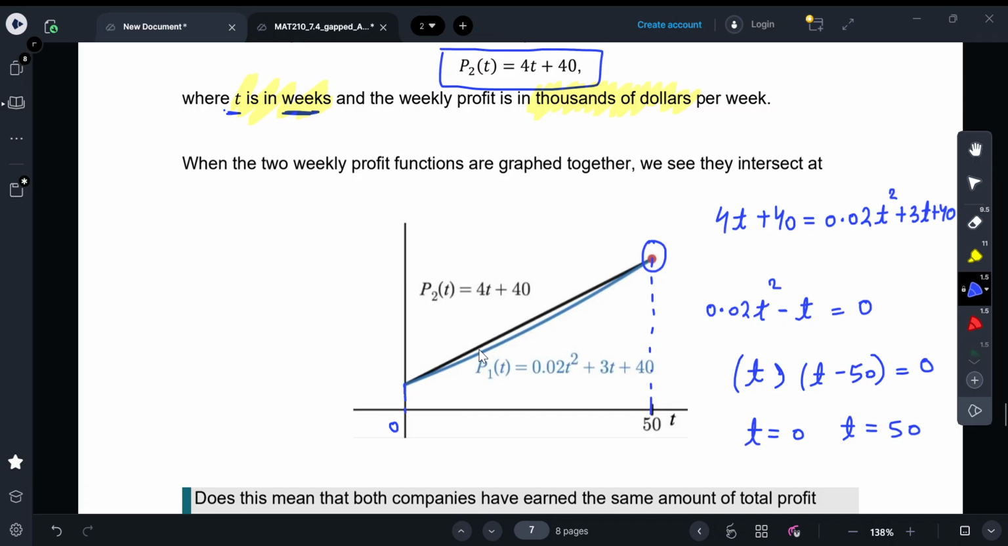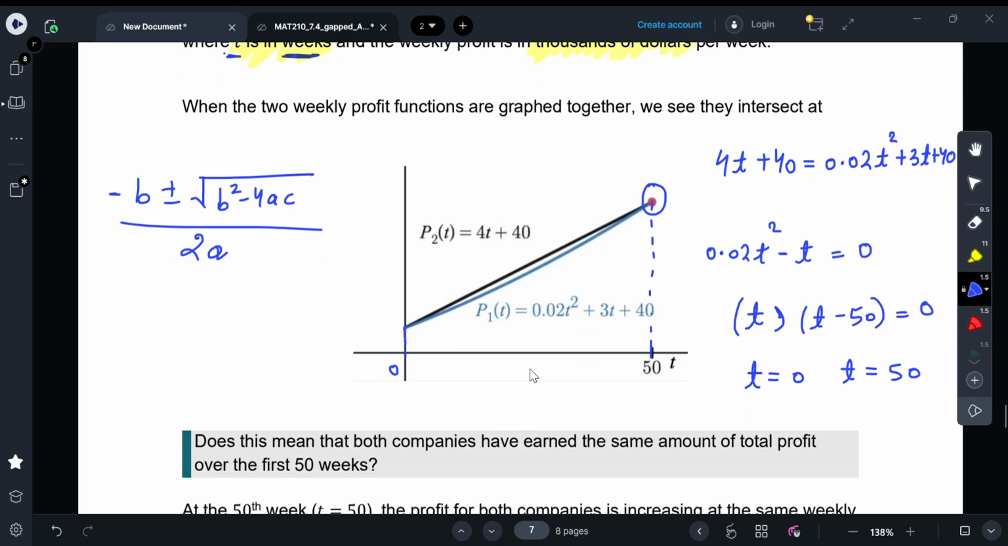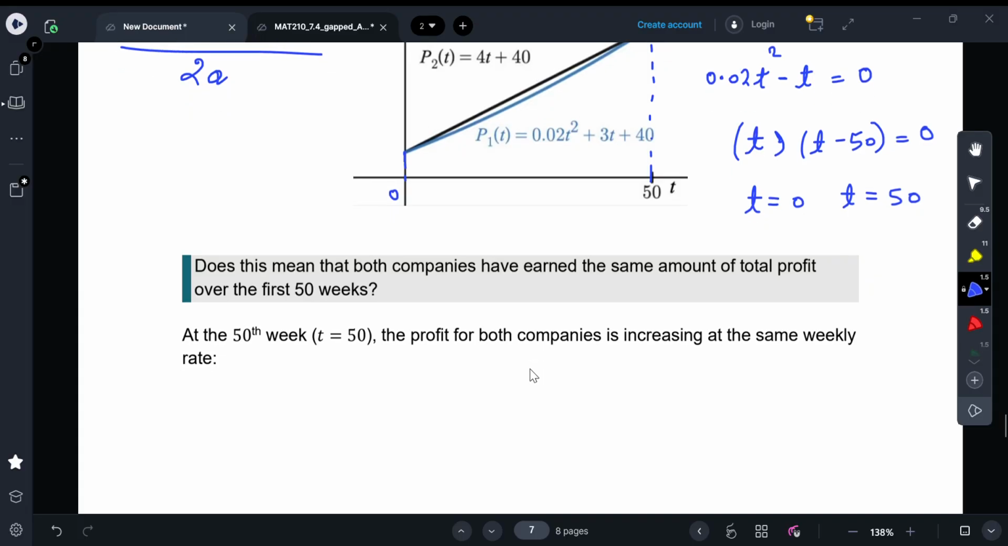So try that, just for practice. You know how to solve a quadratic equation. You know how to factor it. You know how to use the quadratic formula. Let me write the quadratic formula here in case you forgot. Right? So try to factor it, or you can just look at the graph and see that it's intersecting at 50.